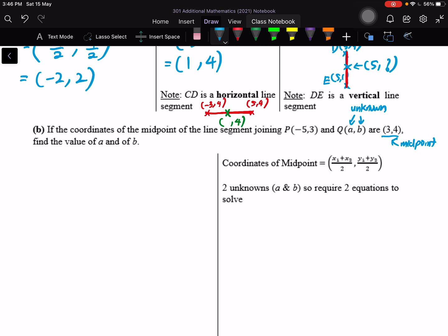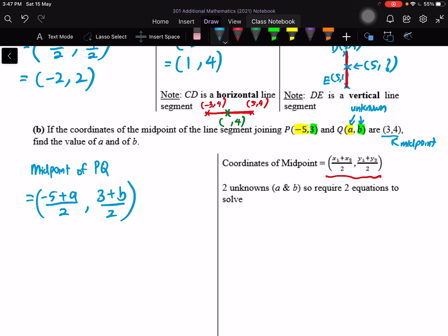So let's try to find the midpoint of PQ. For your reference, this is the formula, or you can think of it as the average of the x and y coordinates. The midpoint of PQ is, you take the average of the x coordinates. So you take -5 plus A, the x coordinates matched together, and divide by 2. The y coordinates are 3 and B, so you take 3 plus B, again divide by 2. The midpoint of PQ is also given to be (3, 4).